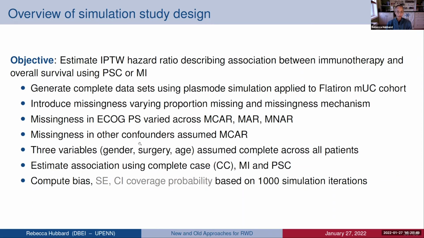So our error-prone propensity score will be based on just gender, surgery, and age. And all of the other covariates were allowed to have missing data. And then I'm going to compare performance of a complete case strategy that just drops everybody with a missing propensity score, multiple imputation, where we impute the underlying covariates, and propensity score calibration. And again, I'm just going to present the results for bias.